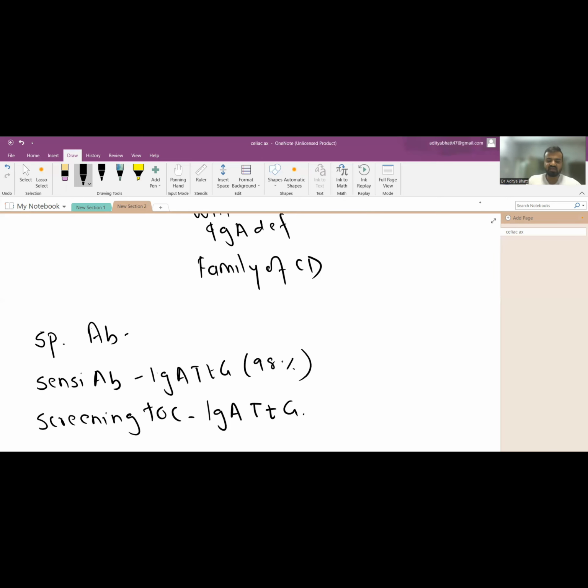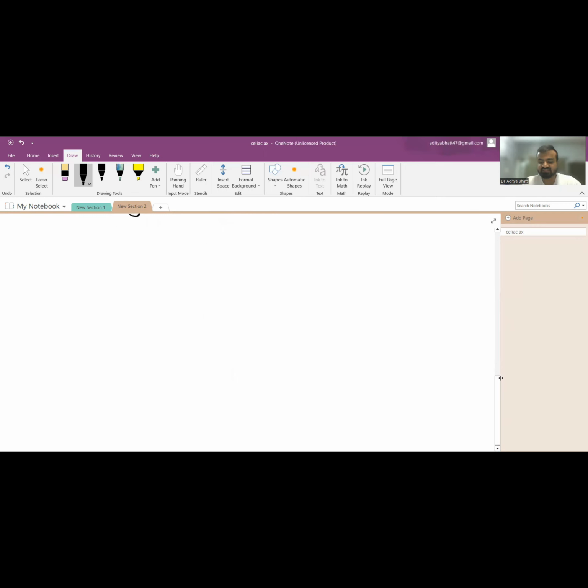Now next is the most specific antibody. The most specific antibody for the diagnosis is anti-endomysial antibody, IgA. So this is the most specific antibody of celiac disease. These are the important facts that you need to know about celiac disease.